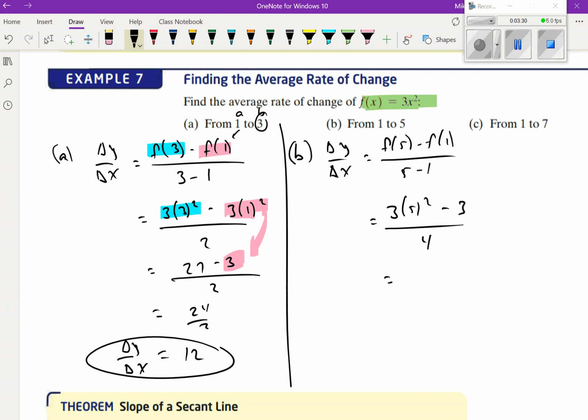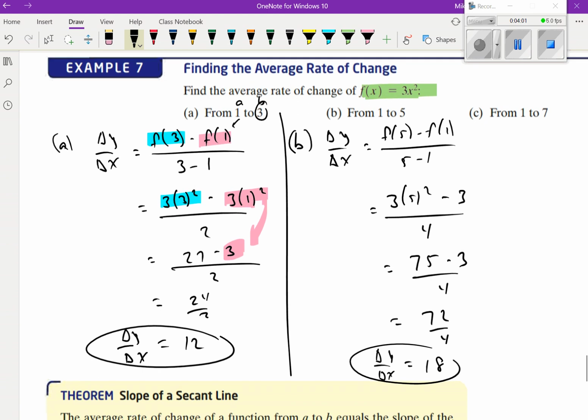So doing order of operations, 5 squared is 25 times 3 is 75, minus 3 still over 4. 75 minus 3 would be 72, and 72 divided by 4, that's going to be, how about 18? So that should end up being 18. So that's the change in y over the change in x. So the average rate of change is going to be 18.